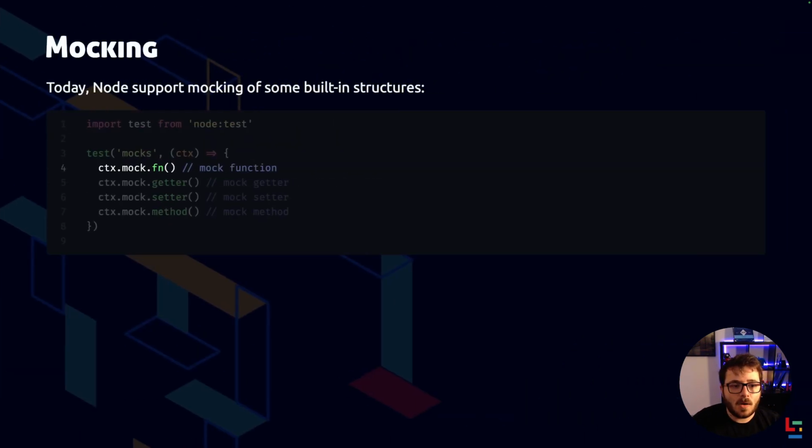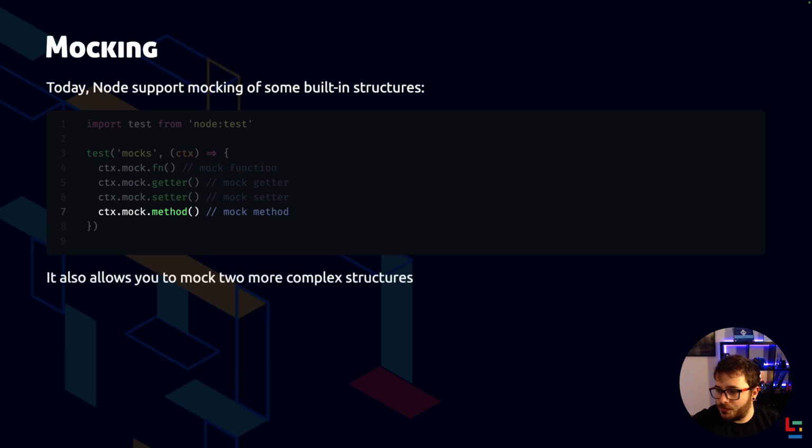So the idea is that mocking, it supports mocking natively a few functions. You can have like context.mock.function, which is basically Jest function. You can mock a getter, a setter, or a method, right? It still doesn't support mocking of complete modules like Jest does, or even adding mocks inside mocks and stuff like this. So for now it supports mocking two more complex structures, but module mocking is coming in the future. I'm going to show you this soon enough.